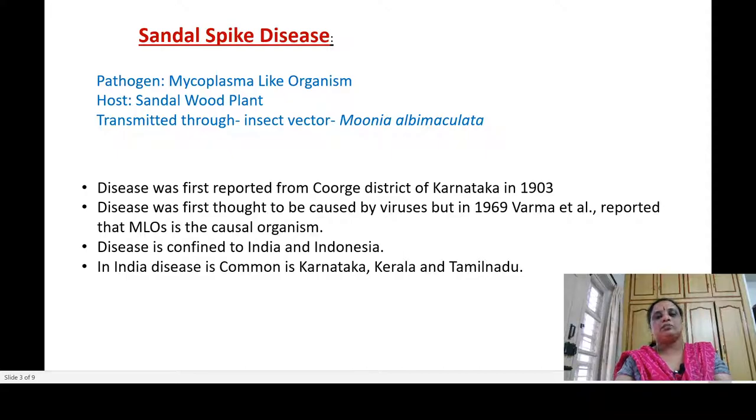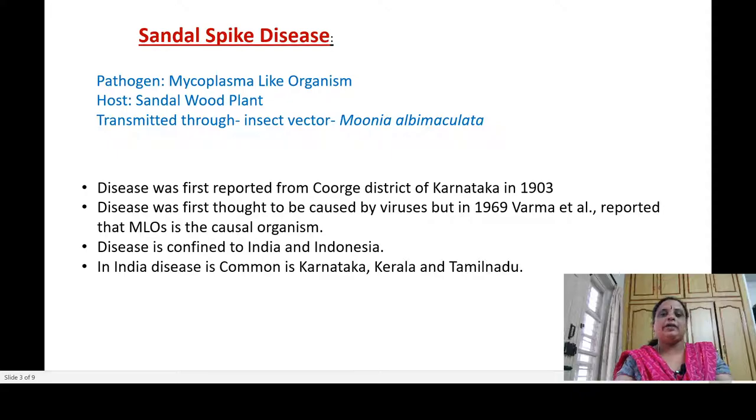It is highly expensive because of the heartwood it has, where the oil is extracted and used for various purposes. Hence, this sandalwood plant has the highest economic value, especially in the South Indian region of India, especially in Karnataka, Tamil Nadu and Kerala. You can find them growing extensively, and it has high economic value.